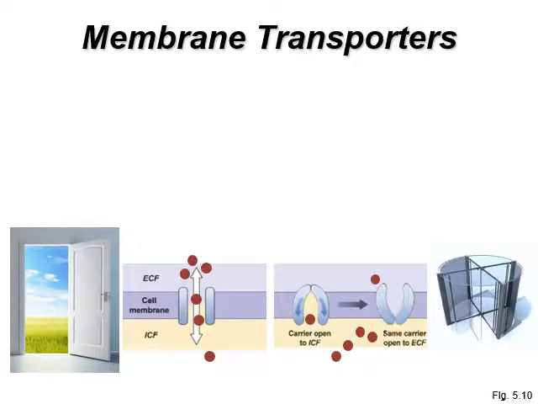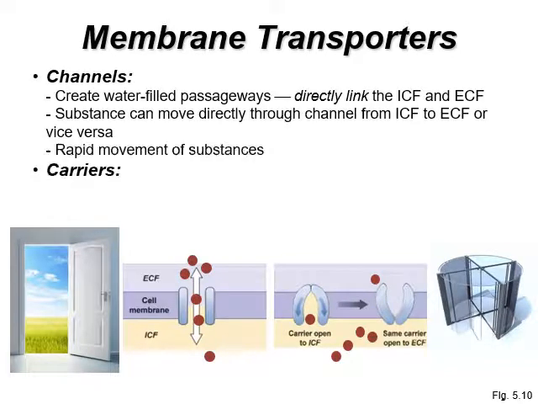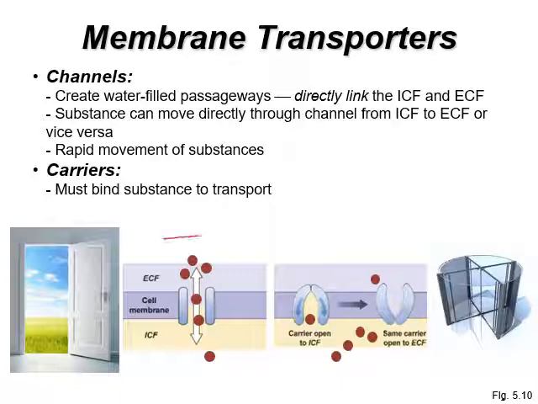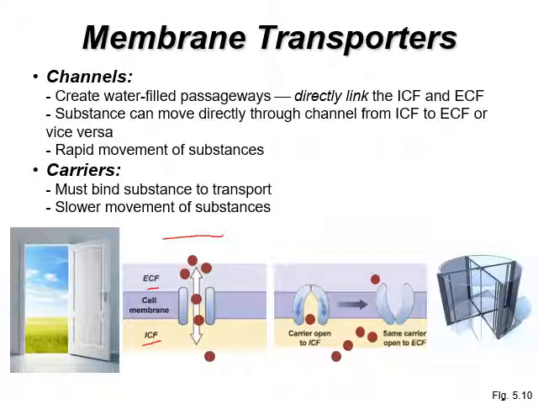So here we look at the two players in membrane transport. Okay, we have channels and we have carriers. If you're looking at the channels down here, this is a channel. You can see both of these actually span this membrane. They have to have connections between the outside, the ECF, and the inside, the ICF fluids.